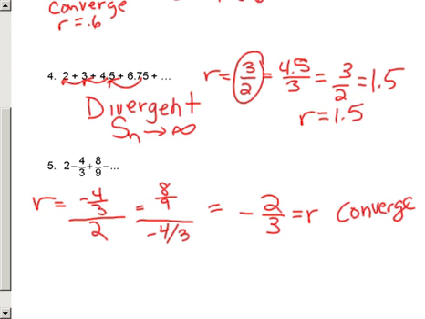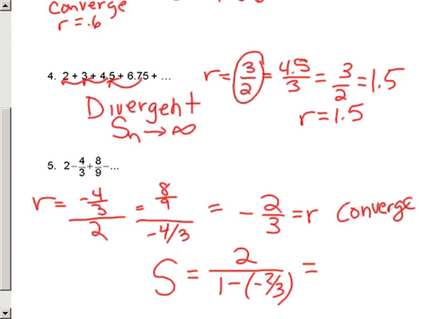So what's A1? 2. You're right. Over 1 minus r, which is negative 2/3. Yep, exactly. It's going to be 1 plus 2/3. 2 divided by 1 plus 2/3. What do you get? 6/5, which is 1.2. Either one is fine. The fraction is fine, or the decimal is fine.